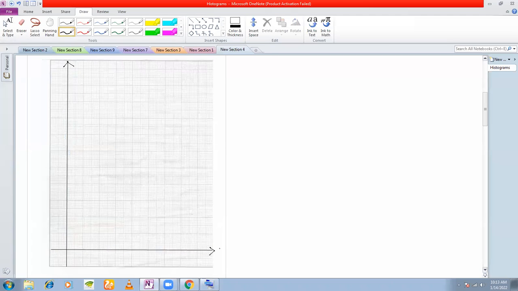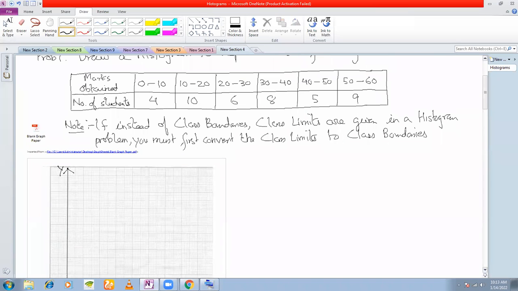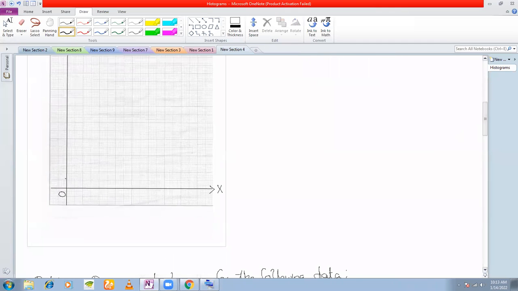Arrows. This is your x, and this is your y. This is your origin. Now you see the class boundaries. Your class boundaries here are 0 to 10, 10 to 20, and so on. So this origin here is your 0. So from 0, you can place here a 10.